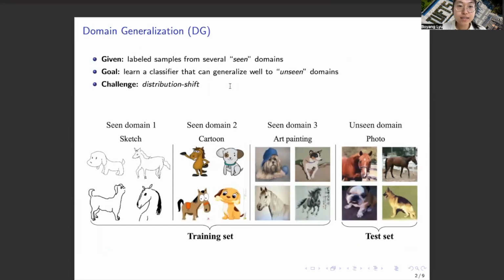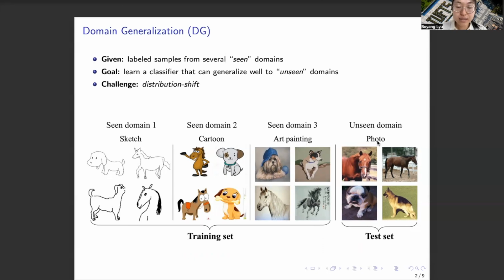So first, what is the domain generalization problem? The typical domain generalization problem is as follows. We are given a bunch of labeled samples from several seen domains, and our goal is to learn a classifier that can generalize well to unseen domains. For example, in this figure, our training data is composed of figures from 3 seen domains: sketch, cartoon, and art painting. But our test data is from a completely new unseen domain, which is photo.